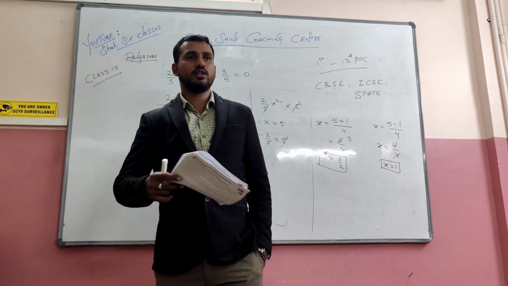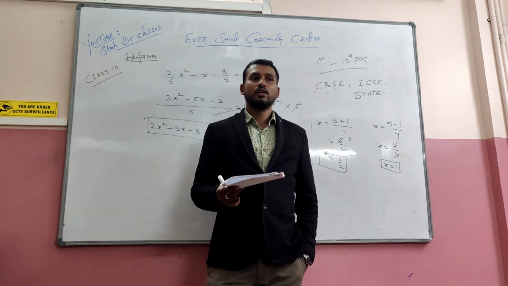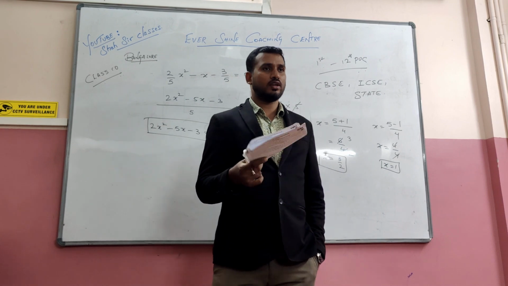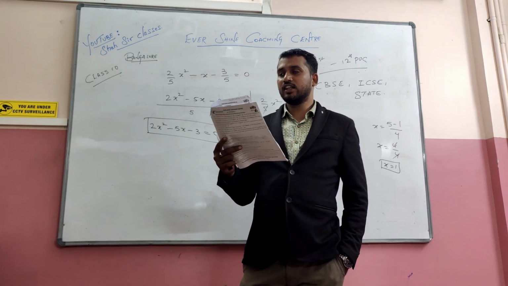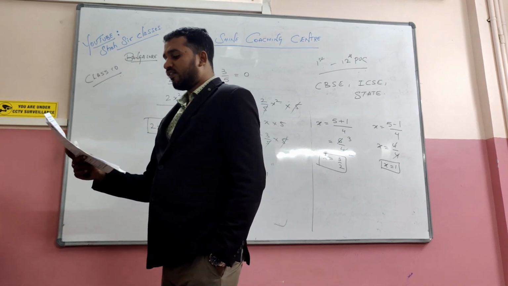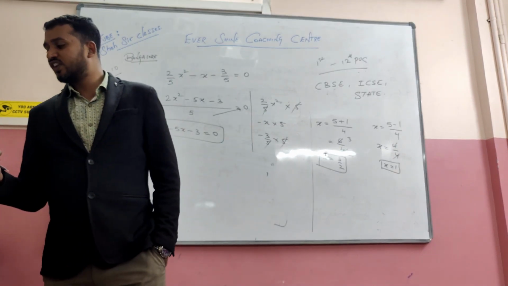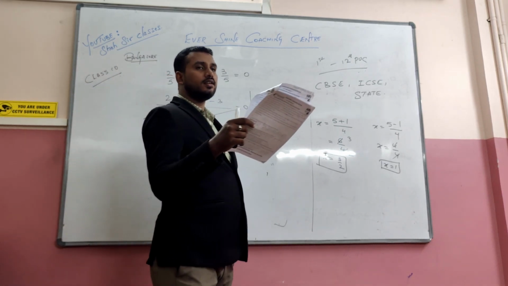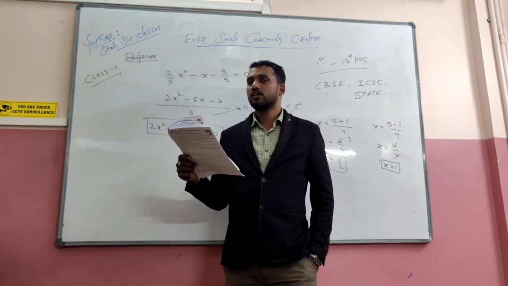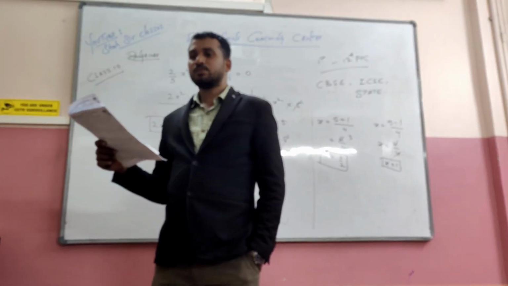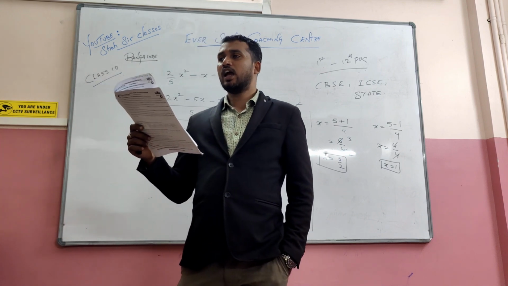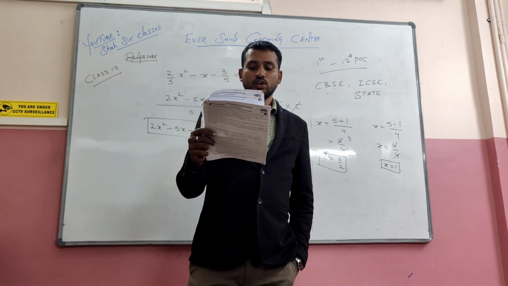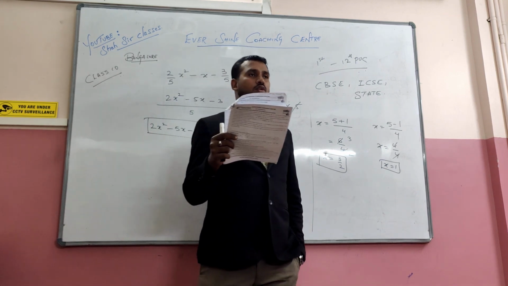I hope in all schools they might have explained you this method. If yet you don't know, I'll share you the link in the description of these all constructions. You can solve it. Is this clear? Next question. Solve graphically. Take down. x plus 3y is equal to 6, and 2x minus 3y is equal to 12.